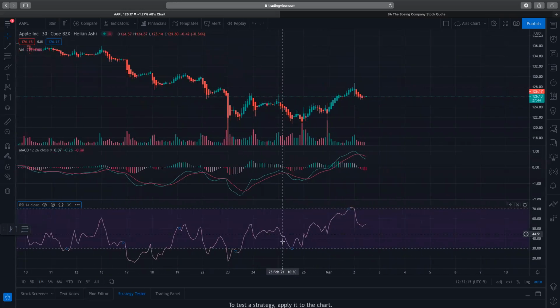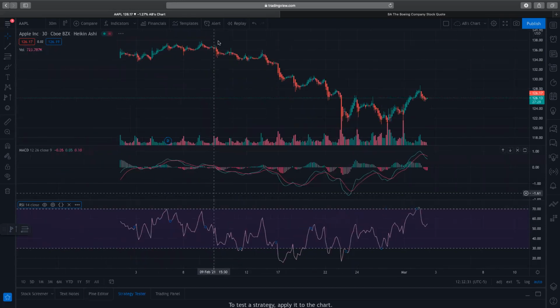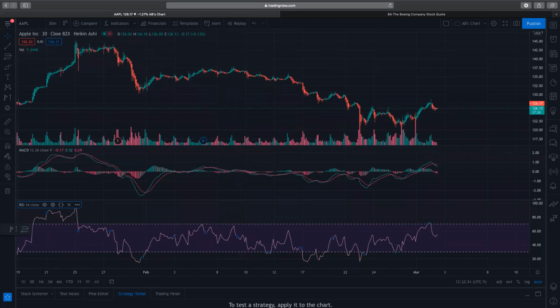So let's see for the month, right? Let's say you want to make a monthly play on Apple. So you could have got in here on the 23rd, and you could have rode this RSI. You would have had to stomach these dips, but you could have got out here and taken profit, or you could ride it out because I think we're headed back up.